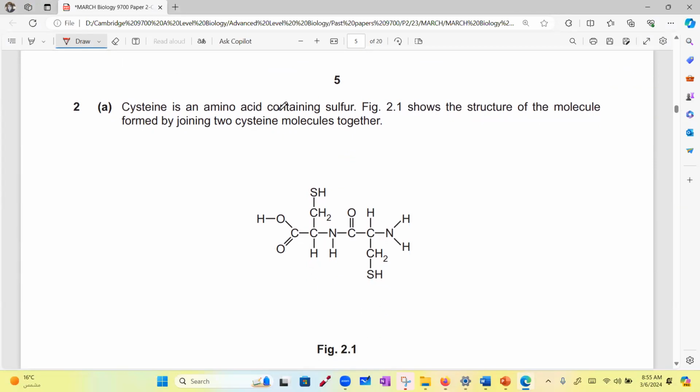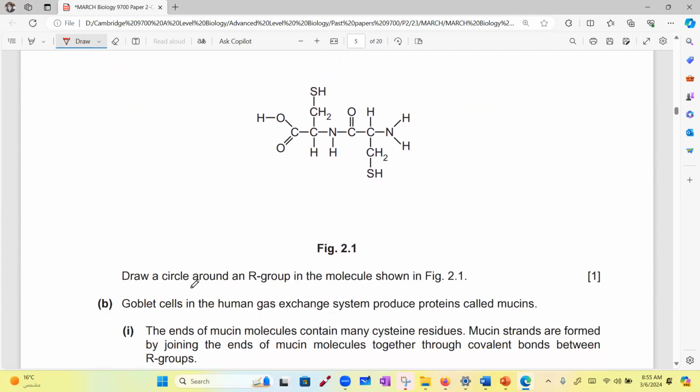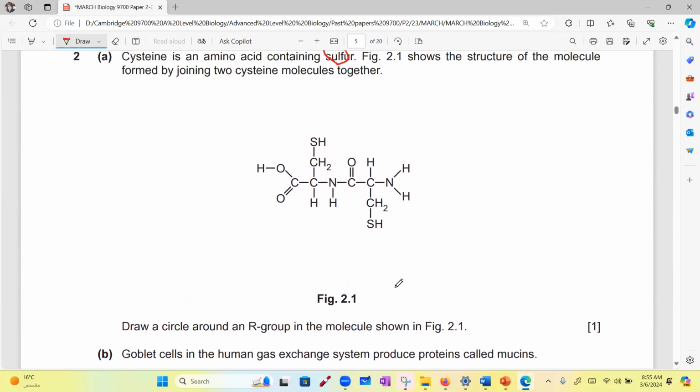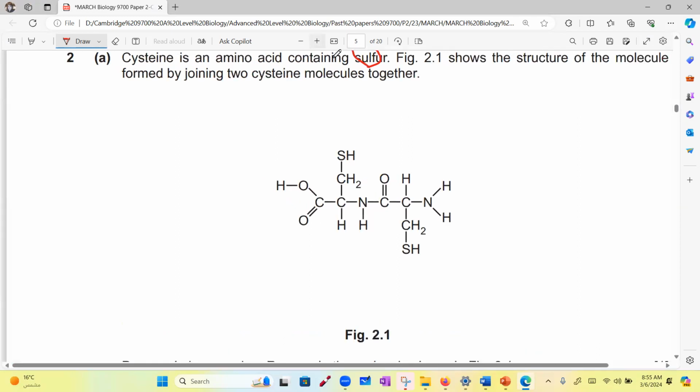Cysteine is an amino acid that contains sulfur. Figure 2.1 shows the structure of the molecule formed by joining two cysteine molecules together. Draw a circle around an R group in the molecules. Now here you need to know the molecular structure of the amino acid. The amino acid is made up of a central carbon with two functional groups. This is one functional group, the amine group, and this was the carboxylic acid group, but it bonded with another amino acid.